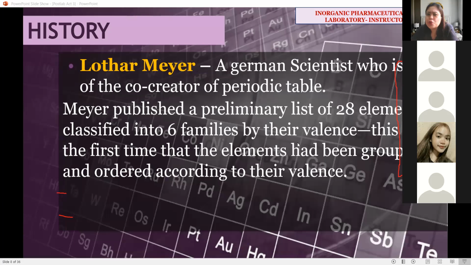And that is actually true of the one made by Lothar Meyer, a German scientist. He was also a co-creator of the periodic table. This time, he had a preliminary list of 28 elements and he grouped them into 6 families. But the arrangement, again, is according to atomic mass, or valence. So he is in the same class as Dmitri Mendeleev. They arranged the elements according to atomic mass.